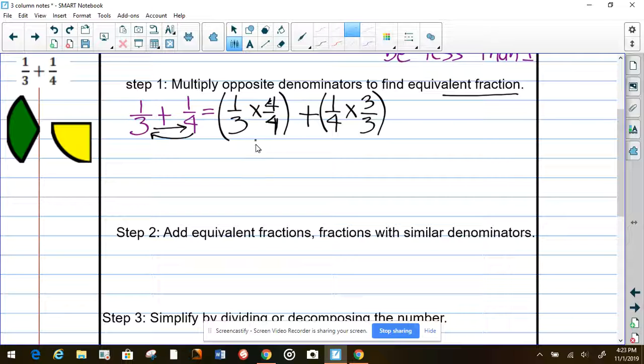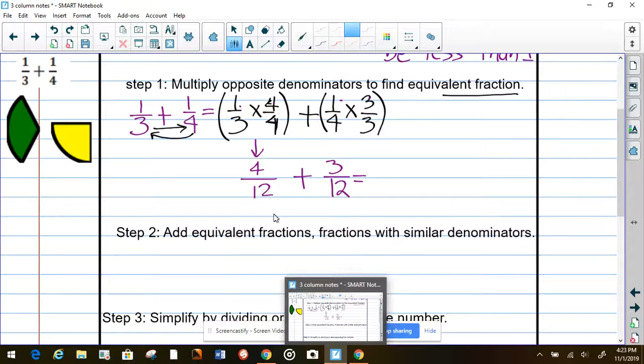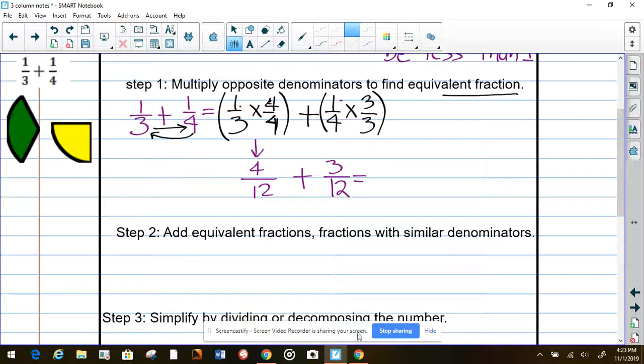And I'm going to show it here. 1 times 4 equals 4, and 3 times 4 equals 12. That's our denominator. Plus 1 times 3 equals 3, and 4 times 3 equals 12. Okay? Now we have the equivalent fractions, my friend.